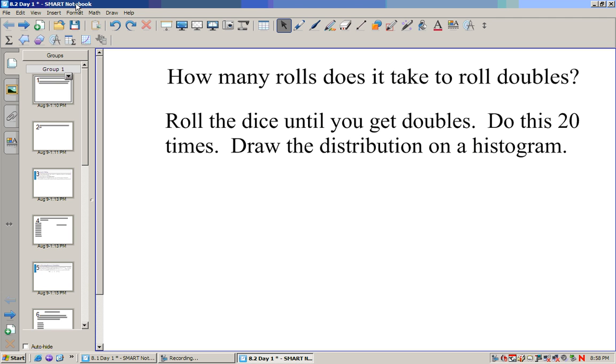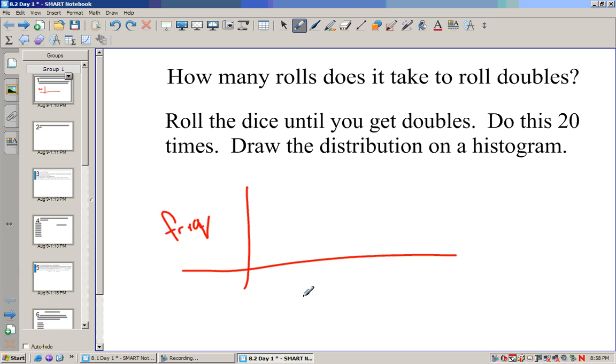8.2 day one. Today we're going to learn about the geometric setting. In class, I handed out dice to a few different people and had them roll it. We simulated 20 times rolling the dice, and they kept on rolling until they got doubles. I told them all to count how many times they rolled until they got doubles. Then we drew a histogram where our y-axis was the frequency, and our x-axis was the number of rolls until doubles.